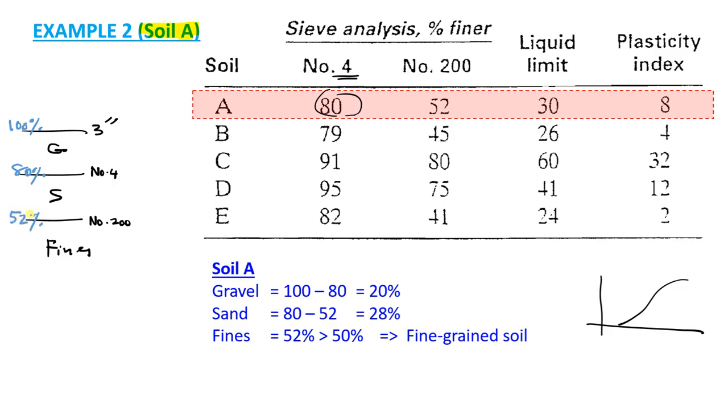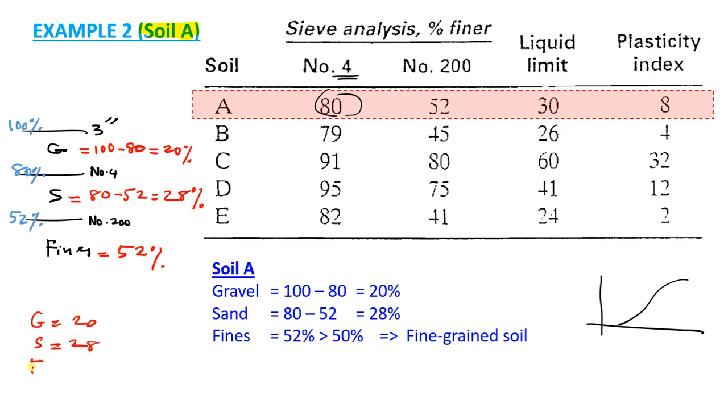You see, this time it is more than 50. So our gravels are going to be 100 minus 80, which is 20. 20% gravels. Sand is going to be 80 minus 52, so this is going to be 28%. And the fines are whatever is passing from number 200 sieve, which is 52%. So if we summarize here, gravels are 20%, sands are 28%, and fines are 52%. If we sum up, it is 100%.